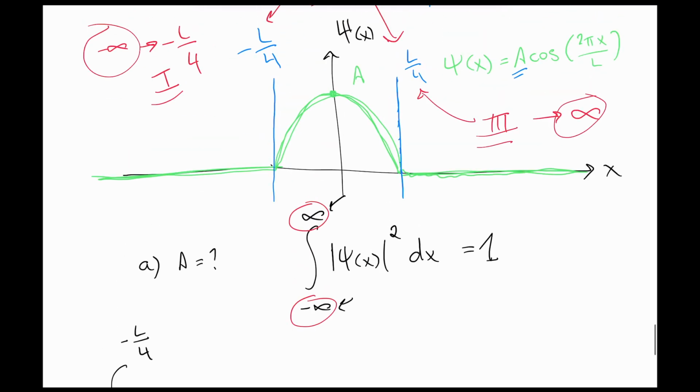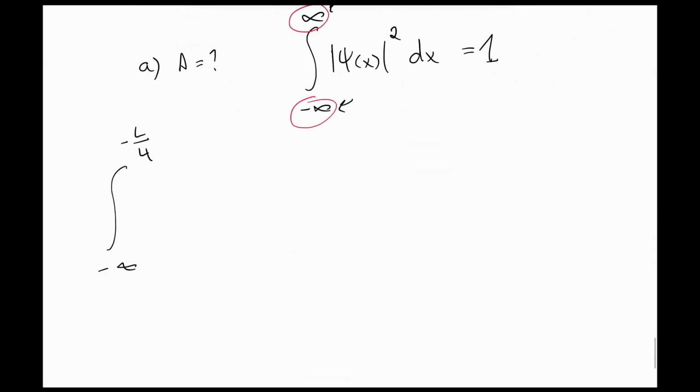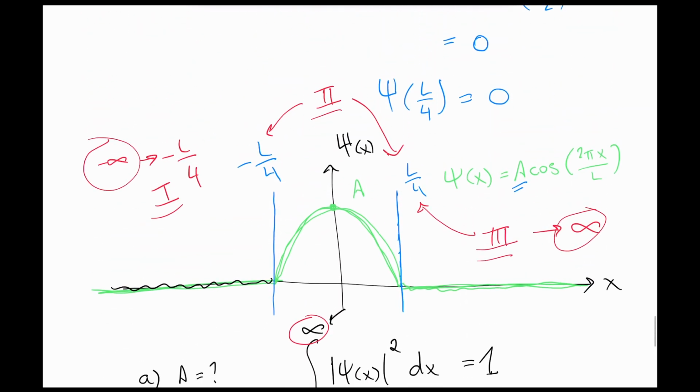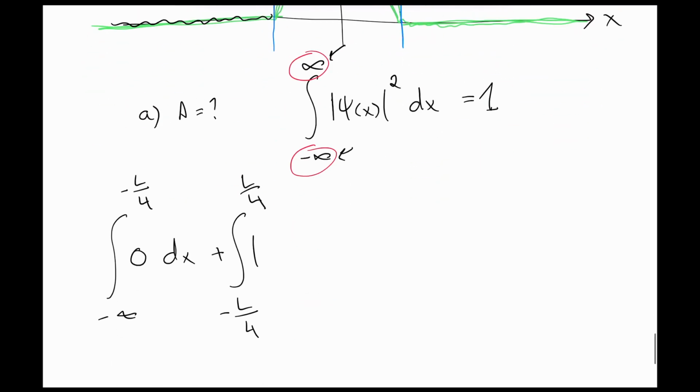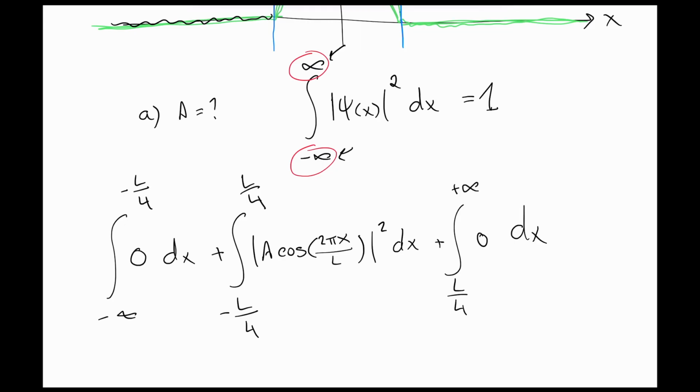Now take a look at this. The integral in this region is 0, so I could literally just plug in 0 dx. Now I add to this negative L over 4 to L over 4 here. In here, the wave function is not 0. It is actually a cosine. So I have absolute value A cosine 2 pi x over L, absolute value squared dx. I add to this my final region, which is L over 4 to positive infinity, and this is also 0.